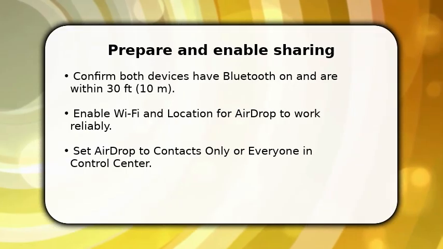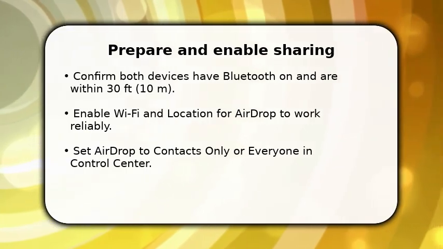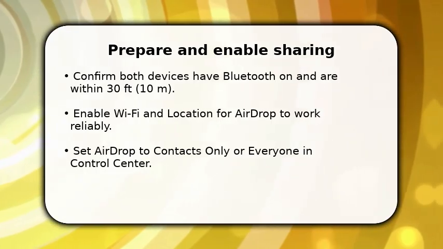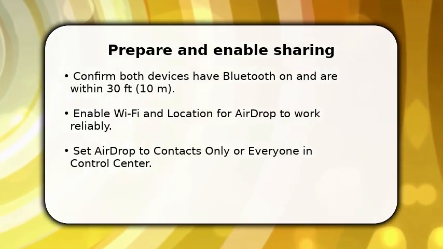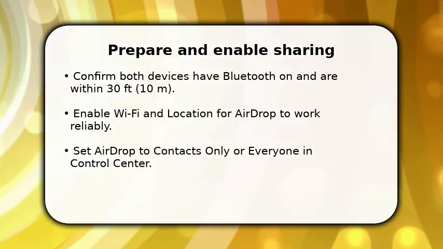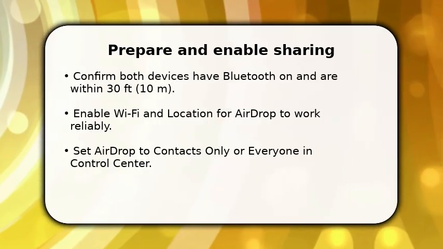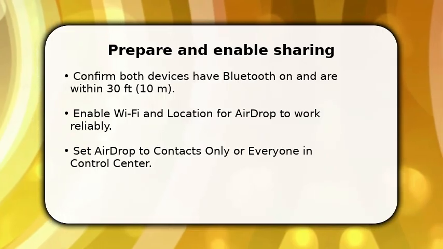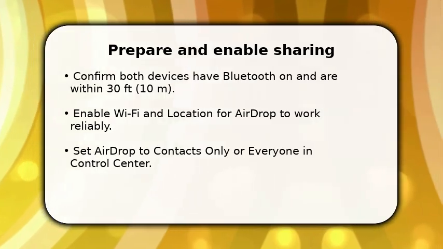You start by preparing both devices. Turn on Bluetooth, enable Wi-Fi, and unlock the iPhone you will send from. Once done, open Control Center, press and hold the network card, then tap AirDrop and choose contacts only or everyone depending on who you're sending to. Make sure the recipient's screen is awake and their device is discoverable.